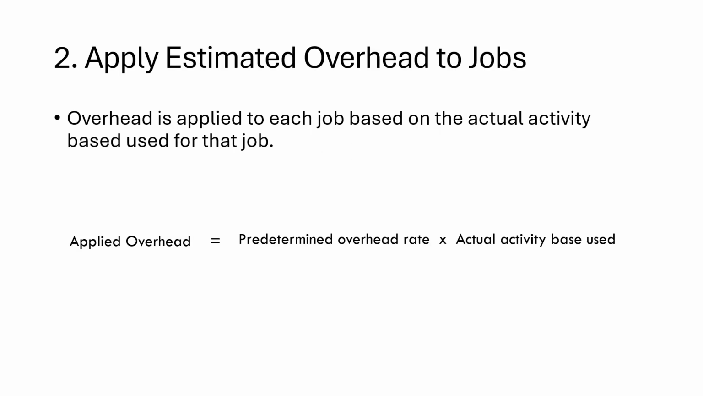Estimating and applying overhead. First, you have to calculate the predetermined overhead rate, like I showed you in the previous video. So the next step is then to apply the estimated overhead to jobs. The way that you do that is you take your predetermined overhead rate, multiply it by the actual activity base used, and that will give you the amount of applied or estimated overhead for that job.